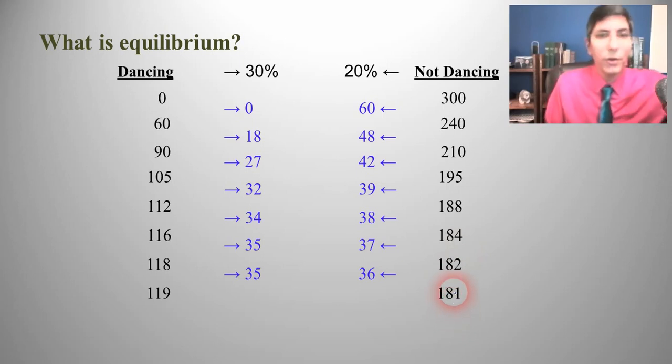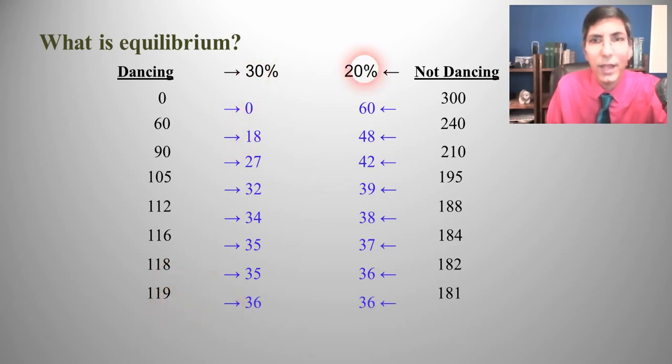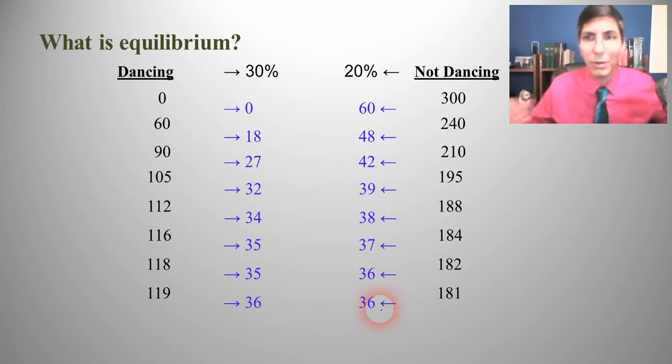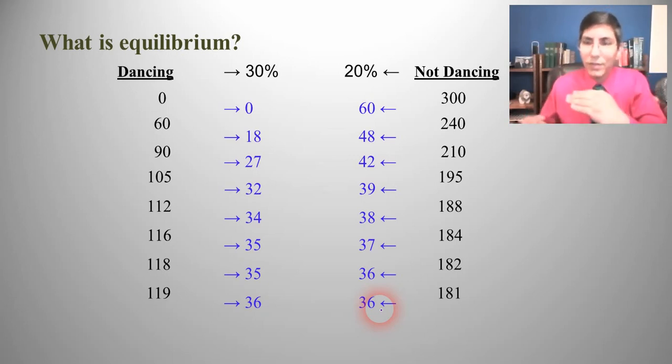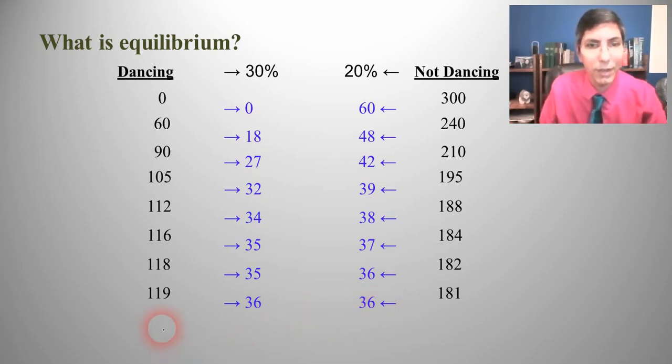Let's try it again. We're going to keep on doing this. You'll see where it ends shortly. 30% of the dancers are going to sit down. So 30% of 119 is 36. And then 20% of the not dancing, so 20% of 181, is 36. So what's the net change? 36 will go in this direction, 36 go in that direction, net change of 0. So for the next song, it's 119 and 181.